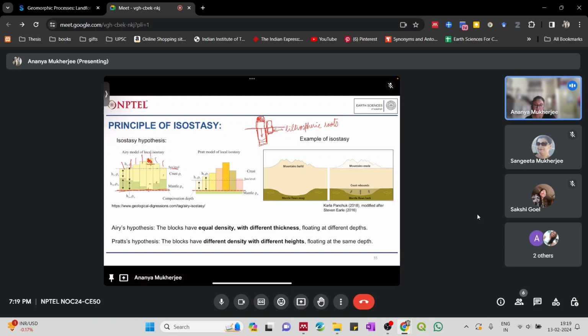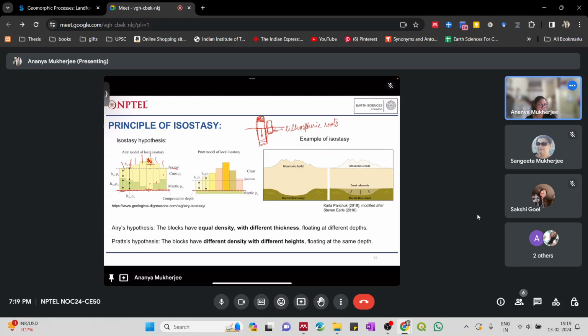Okay, so the compensation depth is where your deepest lithospheric root is found, where the excess material above the sea level compared to the other lithospheric columns is compensated. The weight of that material is compensated at that depth by the extending lithospheric root. Okay, so with Airy's hypothesis, this is where your compensation depth would be found.